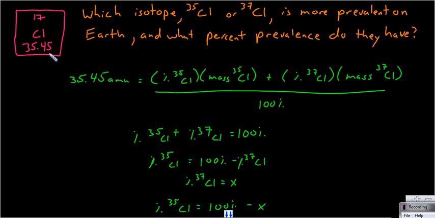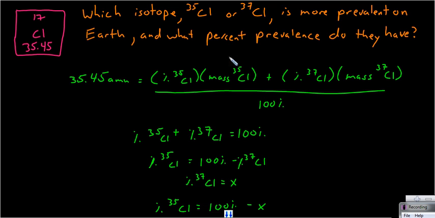Consider that chlorine, on Earth, has an average atomic mass of 35.45, and that there are really only two isotopes of it: chlorine-35 and chlorine-37. Considering that, which isotope, chlorine-35 or chlorine-37, is more prevalent on Earth? And what percent prevalence does each of those isotopes have?